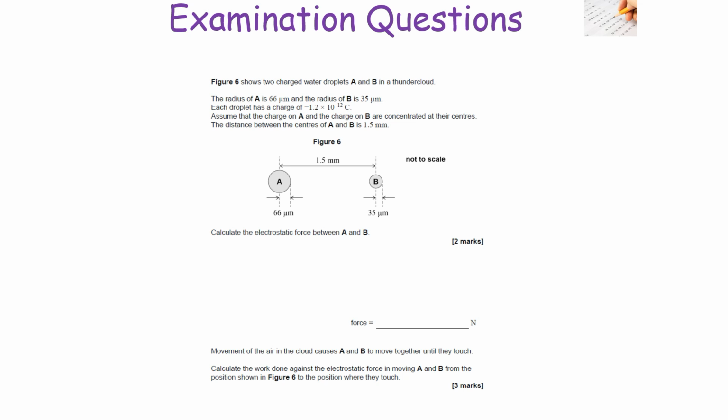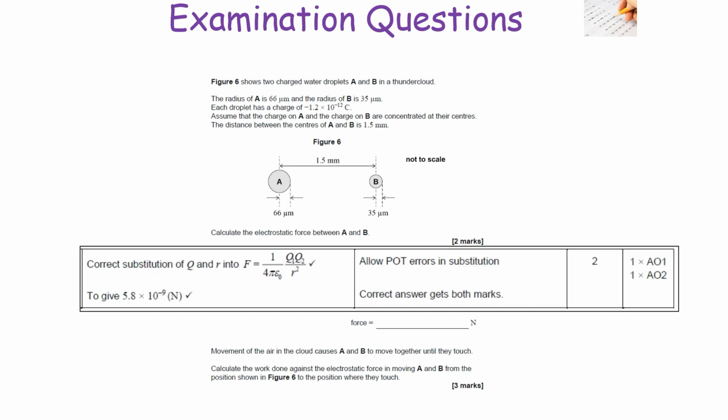Right, so how do you answer this particular question? Well, in the first one, we're trying to work out the electrostatic force. So at this point, we know that the electrostatic force from Coulomb's law is equal to Q1 Q2 over 4 pi epsilon 0 r squared. Now we've got the charge Q1, we've got the charge Q2 from our question, because it says to us that the charge of each droplet is minus 1.2 times 10 to the minus 12 coulombs. We've got our value for r squared, because the distance from centre to centre is going to be 1.5 millimeters, so therefore we can say that the value of r is going to be 1.5 times 10 to the minus 3 to give our value through to be 5.8 times 10 to the minus 9 newtons.